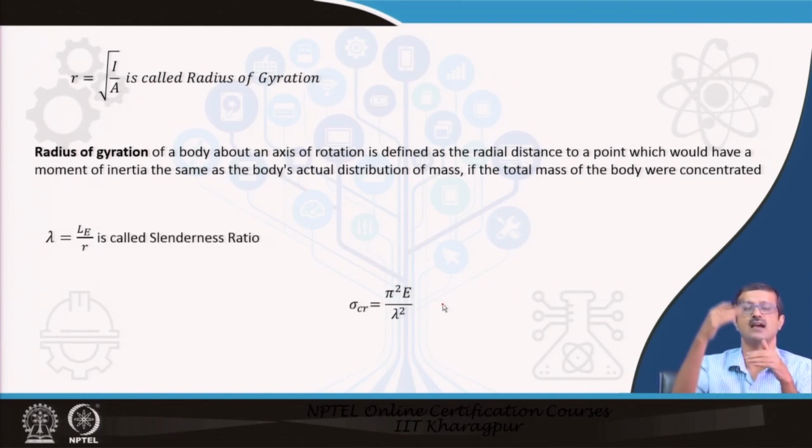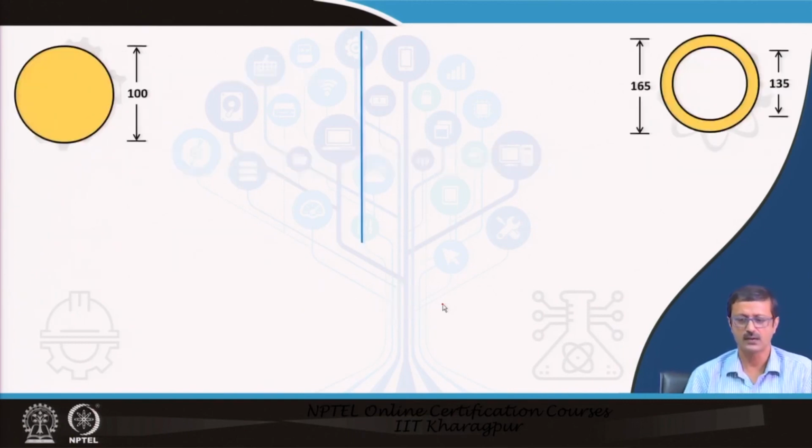If lambda is very high, the column is a long column, and if lambda is smaller, that means it is not slender, it is bulky. So, it is the ratio of the effective length LE by the radius of gyration. Radius of gyration smaller means it is very cozy, very small sections, and that is why lambda may be very high. Or radius of gyration very high means it is very fat, so the lambda value is very small. Now, see how these lambda values are going to help us.